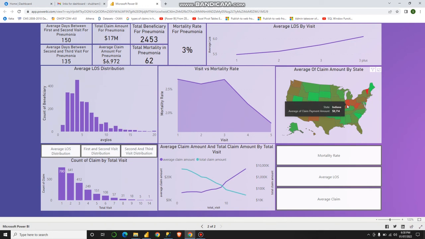Now this dashboard is specifically for pneumonia but can be replicated for other disease as well.